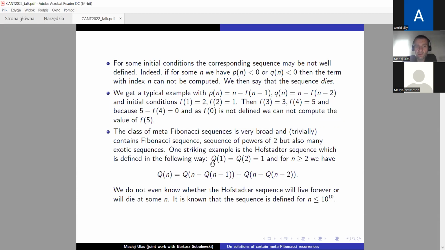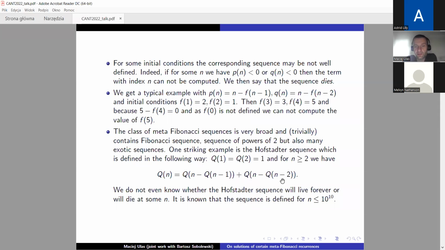And this class of meta Fibonacci sequences is quite broad. And of course, it contains the Fibonacci sequence, for example, the sequence of powers of 2, and many other interesting and quite exotic sequences. One of the most famous examples is probably the Hofstadter sequence, which is defined in the following way. We define Q1 equal to Q2 equal to 1, and for n greater or equal to 2, we define it in the following way. Look, that is very similar to the previous example where we have f1 equal to 2. Here we have f1 equal to 1.